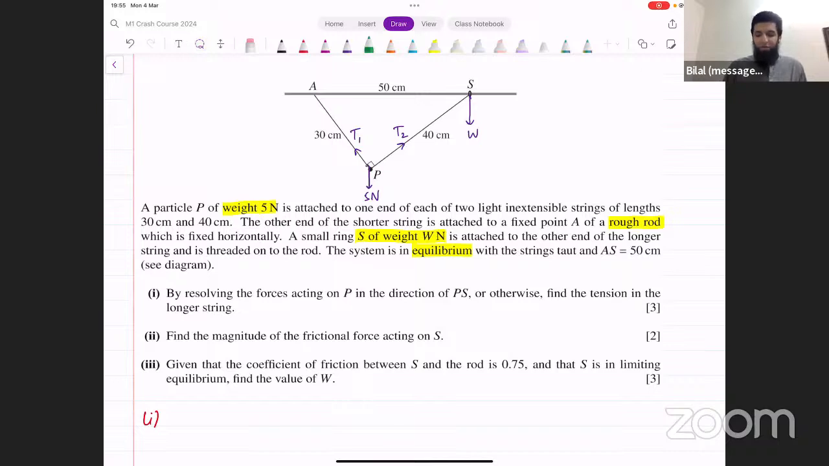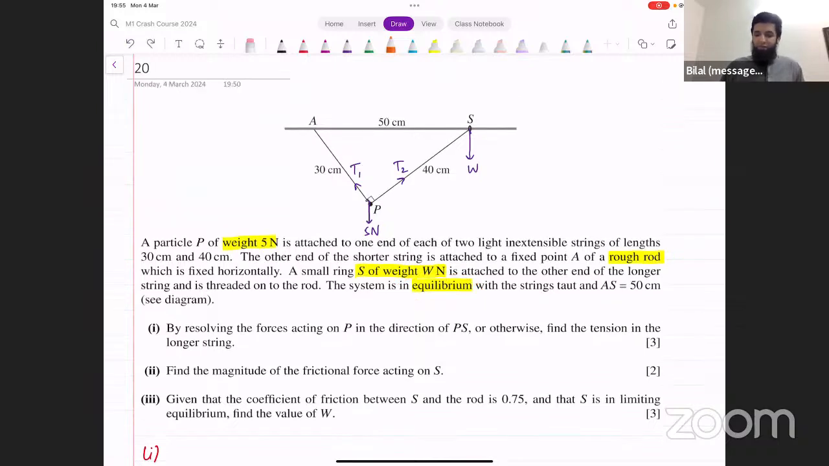They're going to be different. Why? Because these are two different strings. When you have two different strings, the tensions are different. So we are writing them as T1 and T2. At point P, these are all the forces that are acting. There's no other force. Okay, so there are three forces. And these three forces are in equilibrium.